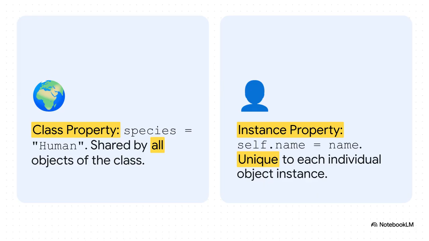Okay, check this out. On the left, we have what's called a class property. See how species = human is just sitting there outside of any method? That means it's shared. Every single object we make from this person blueprint will have that exact same property. It's like a constant for the whole group. But on the right, you've got the instance properties we were just talking about, the self.name. These are unique to each object. So the idea is every instance of a person is a human, but each one has its own special name.